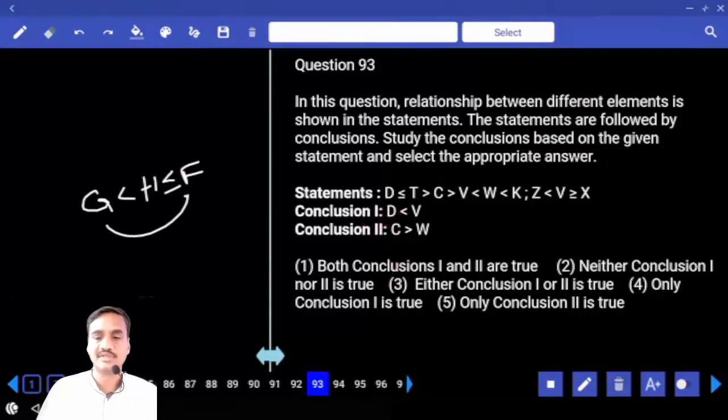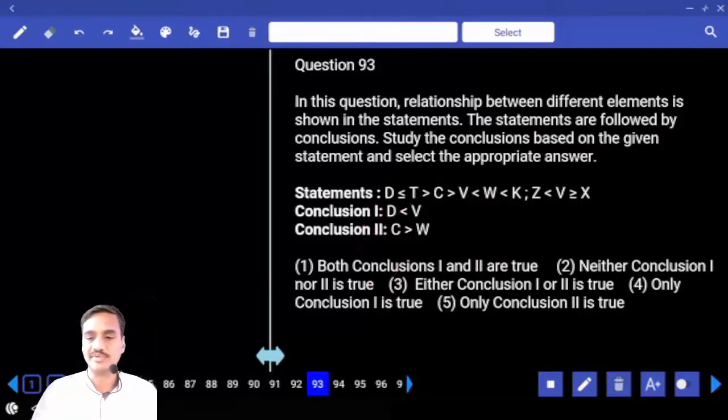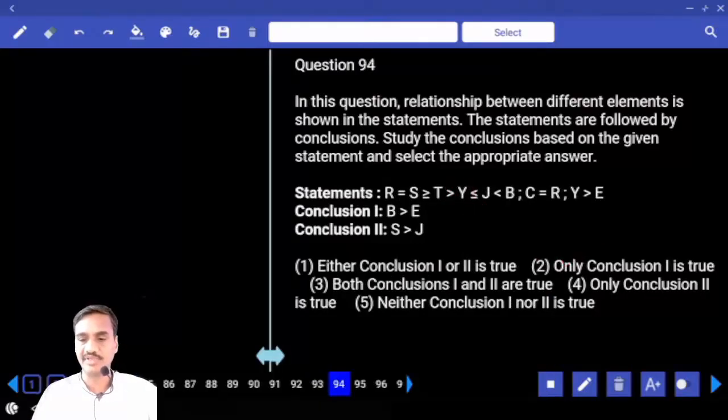Then 93, the relation between D and V. Now between D and V, 1 lesser than, 1 greater than, no relation. C and W, 1 greater than, 1 lesser than, no relation. Hence neither one nor two, choice 2, question number 93. 93 is choice 2. Then 94, B and E.